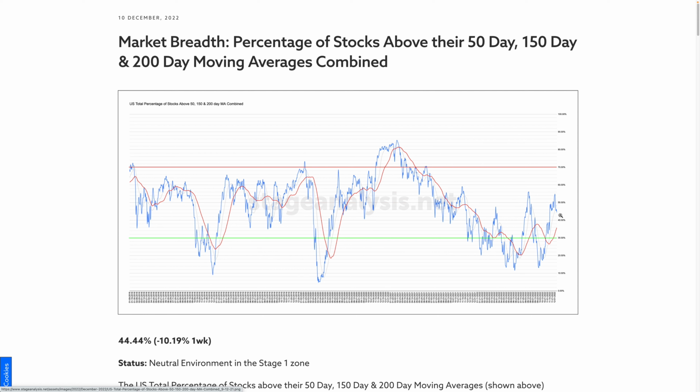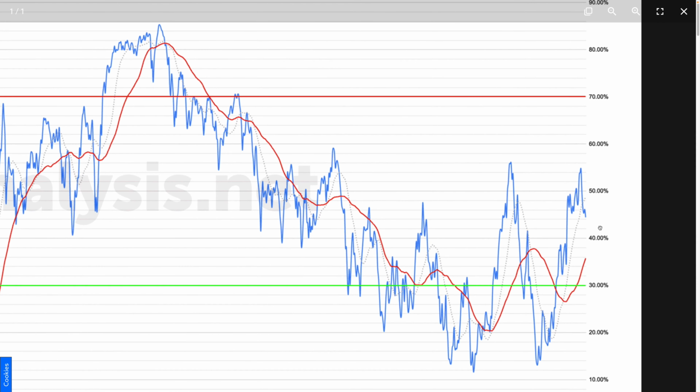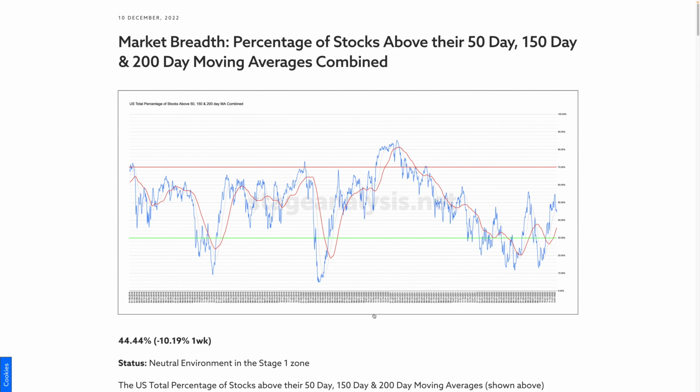But another way that I use this is when it's below the 20-day and it's still above the 50-day, I consider it a neutral environment. So currently, as we've dipped back below the 20-day moving average here, if I zoom in on this, as you can see here, this is the 20-day. It dipped back below that, so we're now in a neutral environment as we're above the 50-day moving average still. But currently, as you can see from this, we're at 44.44%.